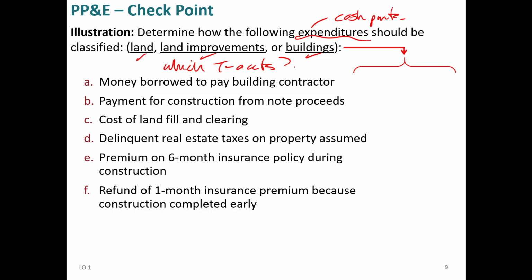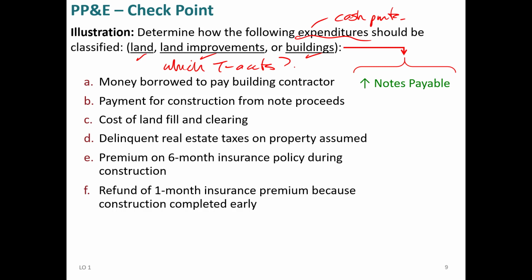So over on the right-hand side, money borrowed to pay the building contractor. Well, if we borrow money, we get cash. We're going to credit notes payable in that case. So we get the money, but we haven't spent any money yet. So let's go ahead and debit the cash, credit the notes payable liability account.